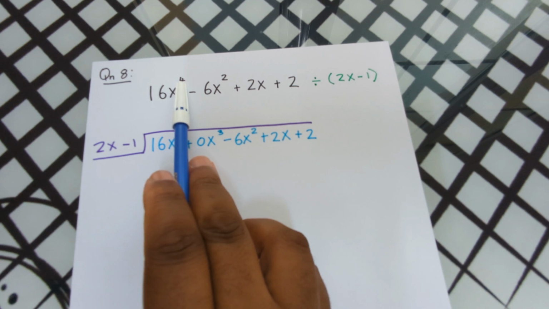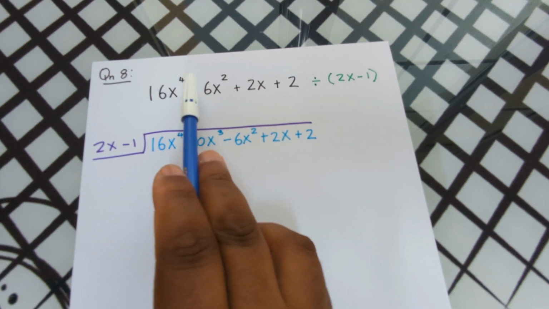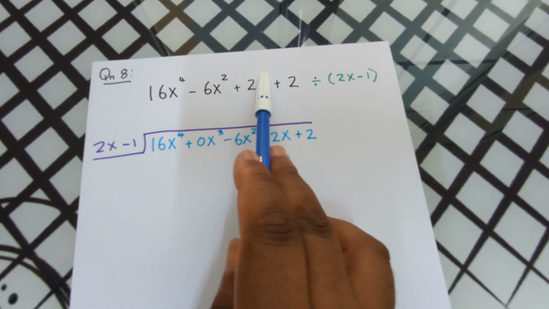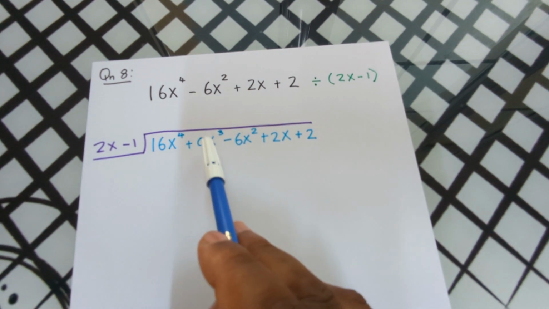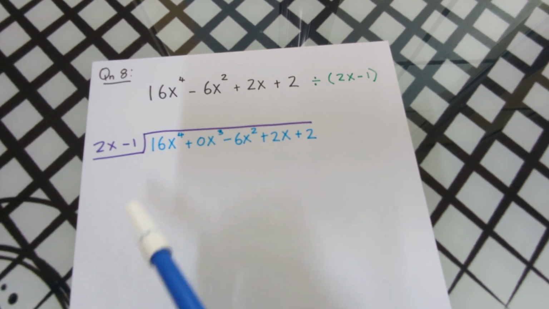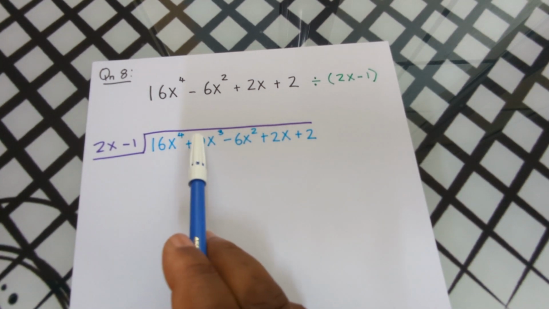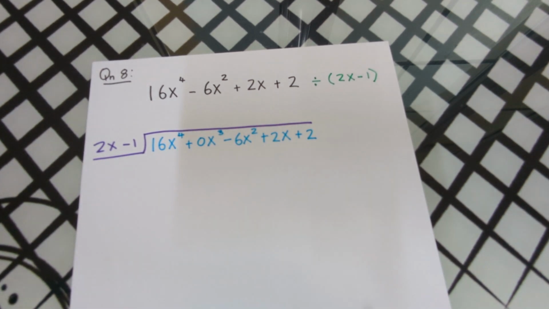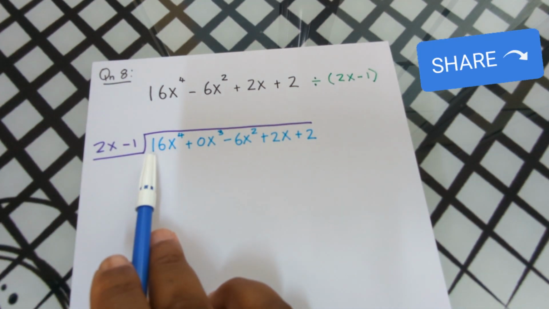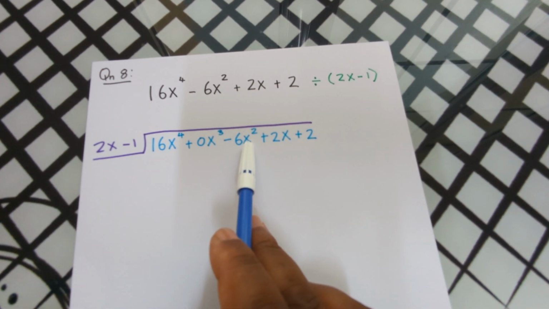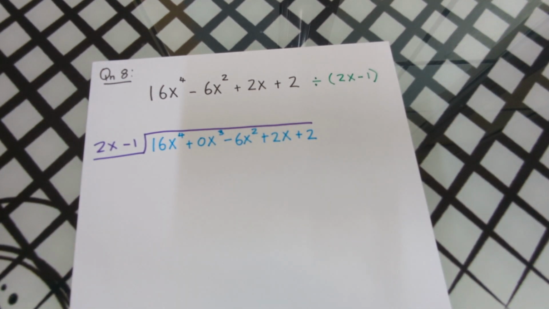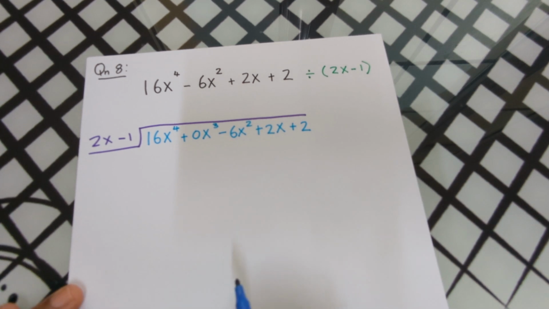So this is our highest exponent, followed by 2, followed by 1, and lastly by 0. So we need to add a 0x to the power of 3 because our exponents have to be in descending order and decreasing by 1. So we change our polynomial into 16x to the power 4 plus 0x cubed minus 6x squared plus 2x plus 2.